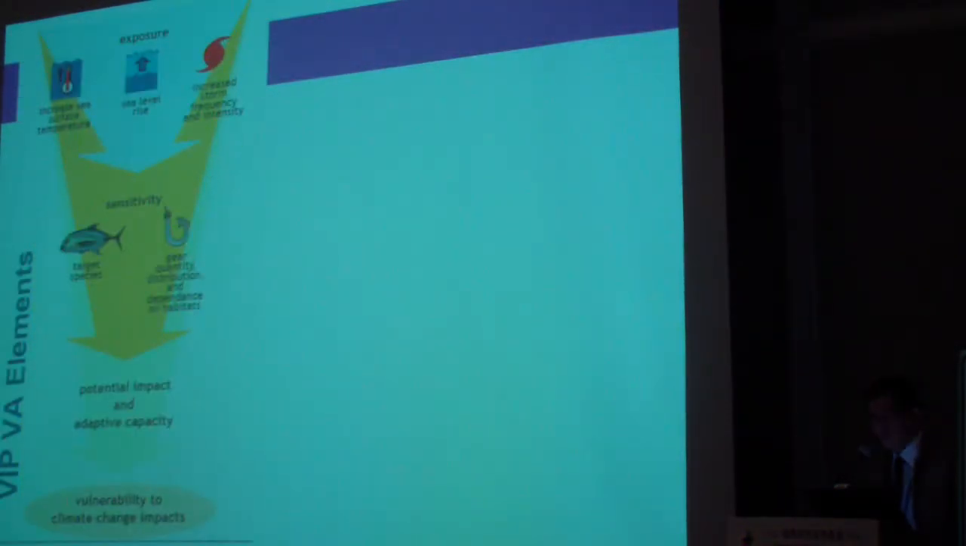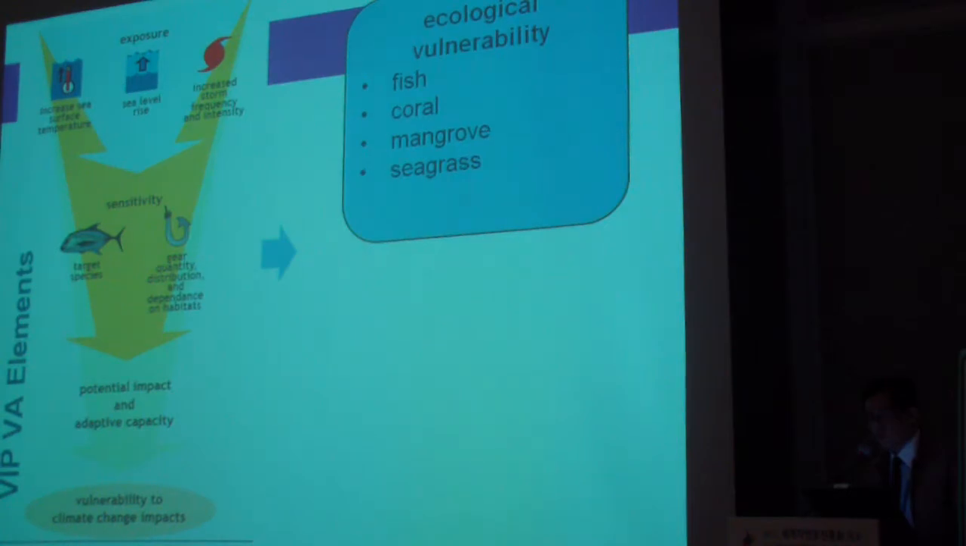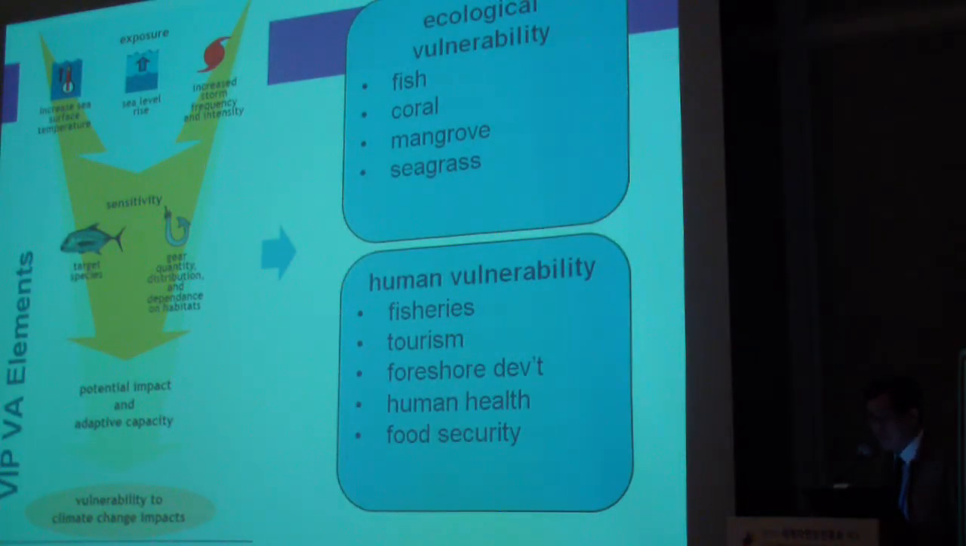So again, as I mentioned earlier, we did this very macro level vulnerability assessment, trying to determine the ecological vulnerability of fish, coral, mangrove, and seagrasses. We also tried to determine the vulnerability of humans, particularly fisheries. We're talking about earlier the different types of livelihood. Fisheries is a major important livelihood in the area. Tourism, foreshore development. There's a lot of foreshore development, conversion of lands from mangroves into fish ponds. We also look at human health and food security issues.